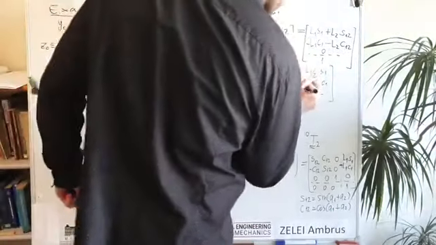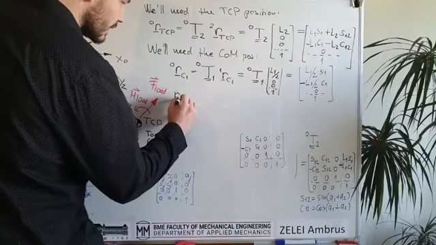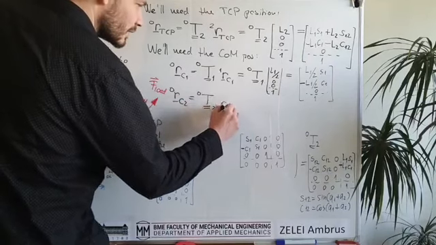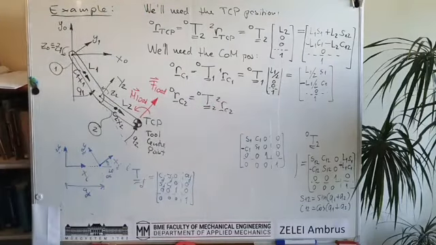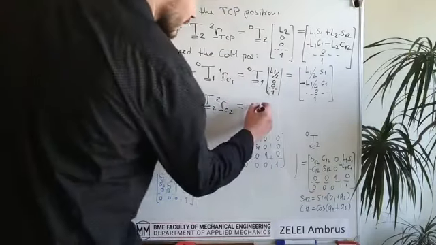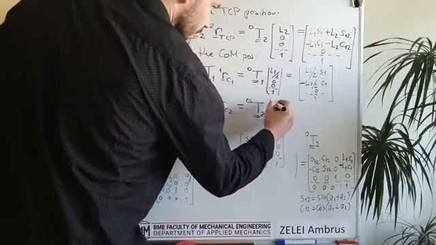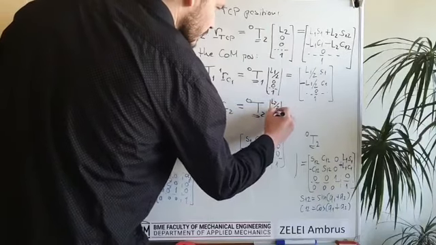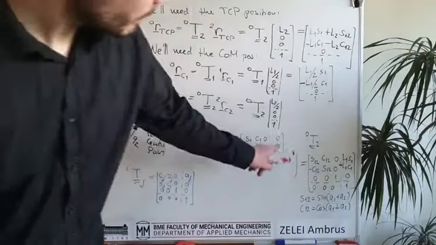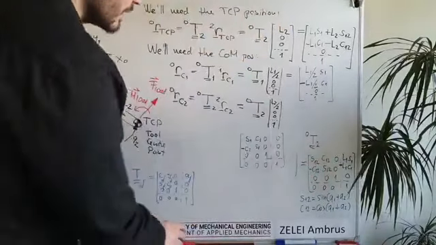And this is minus here. Okay, and you do the same for the second: RC2 is obtained by T20 times RC2. But first we just express it in its local coordinate system, so this is L2 over 2, 0, 0 and 1. And now we multiply this vector with this homogeneous transformation matrix.